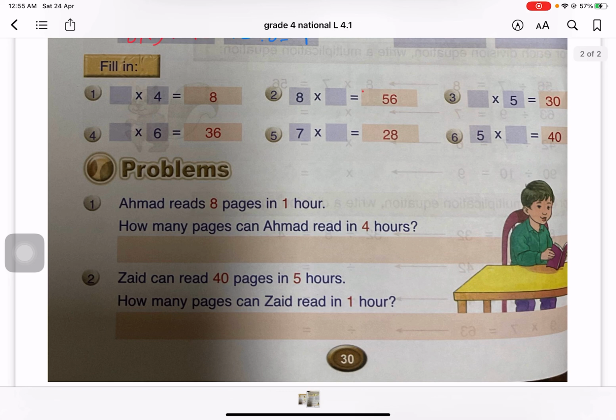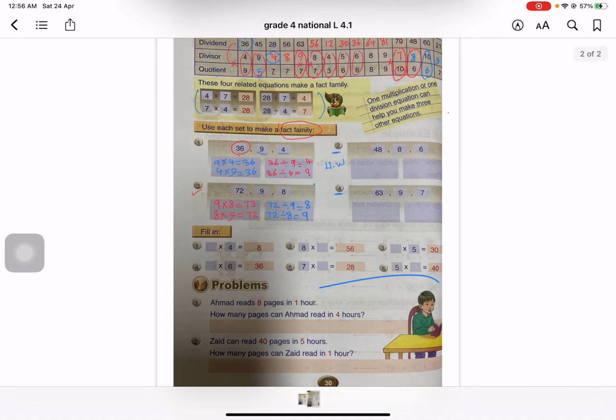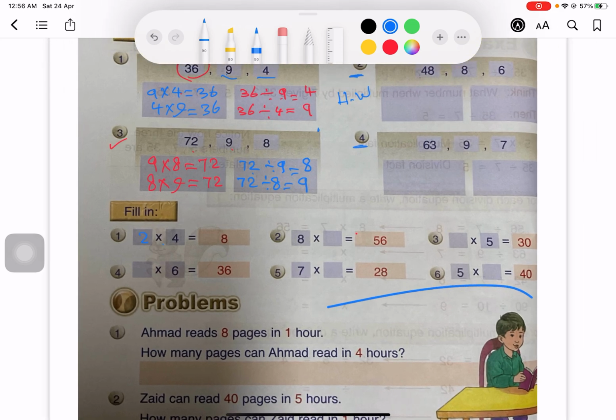Okay, they said fill in. They wrote for us a multiplication sentence, but they didn't finish it. What number multiply by 4 you get 8? Yes, it is 2. So you are going to write here 2. You will write here, of course, 2. 2 multiply 4, the answer is 8.